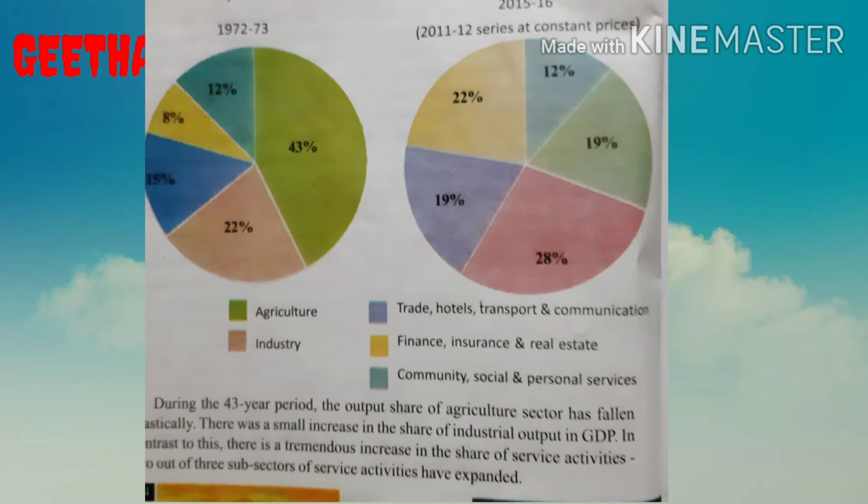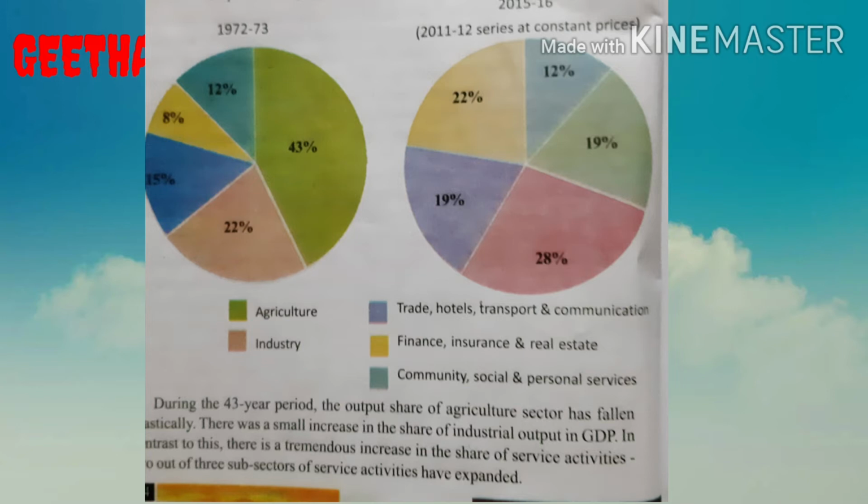See, you can see agriculture in a light green color. In 1972-73, the agriculture sector contributed 43% to the GDP. Come to 2015-16, same color you can see, agriculture sector contribution is 19%. That means from 1972-73 to 2015-16, the share of the agriculture sector in the GDP has decreased from 43% to 19%.